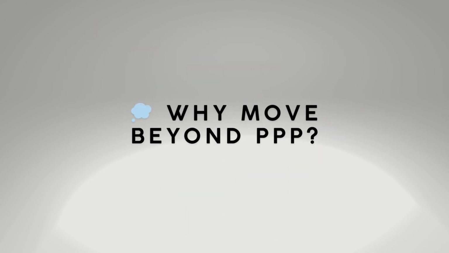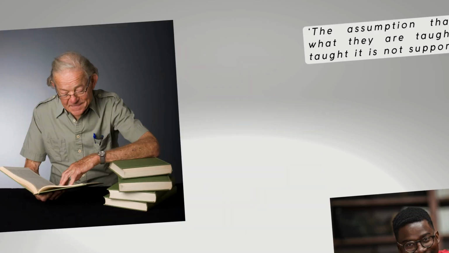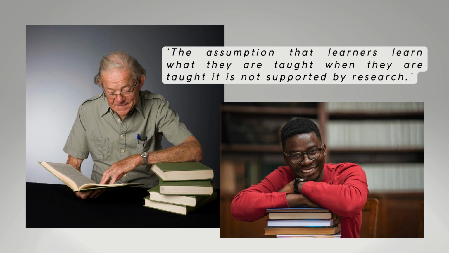PPP is widely used because it's straightforward, but scholars like Rod Ellis point out that it's deeply flawed. It promotes a linear view of learning and assumes that students immediately acquire what they're taught. But in reality, language learning is messy, gradual, and highly variable. Learners don't just absorb grammar rules and spit them out on demand. They need space for interlanguage development, experimentation, and authentic interaction.